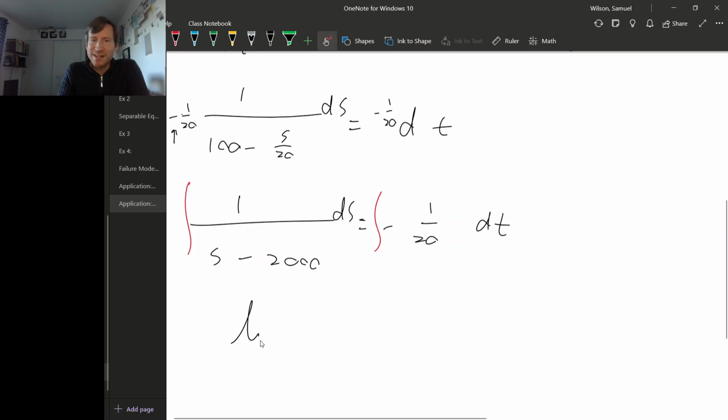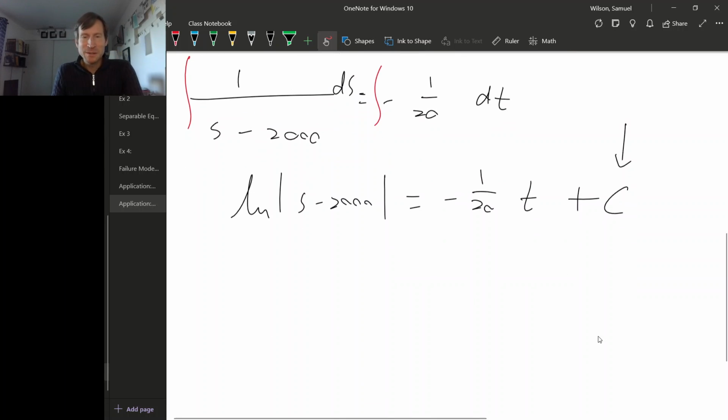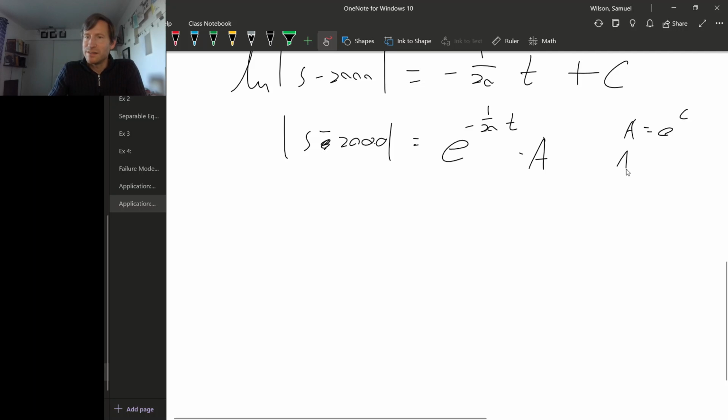On the left-hand side, we get natural log absolute value of s minus 2,000. On the right-hand side, minus 1 over 20 times t, plus a constant, right? Can't forget about your constant of integration. And then exponentiate, so the absolute value of s minus 2,000 equals e to the minus 1 over 20 t times e to the c, which I'm going to call A. So A is e to the c. And A has to be positive because it's e to the c, right? e to the c is always positive.